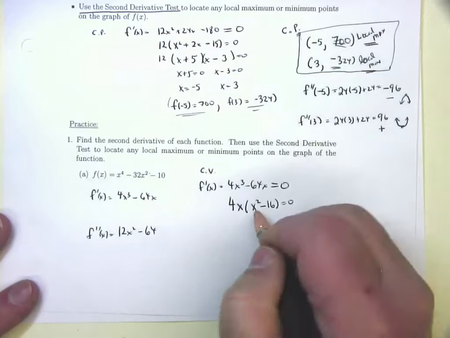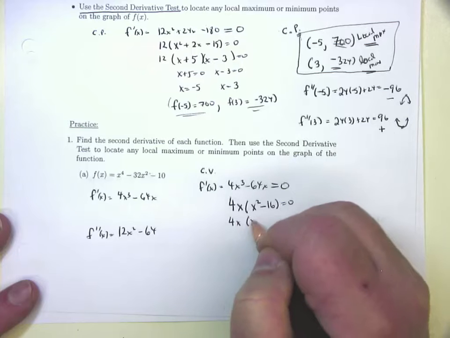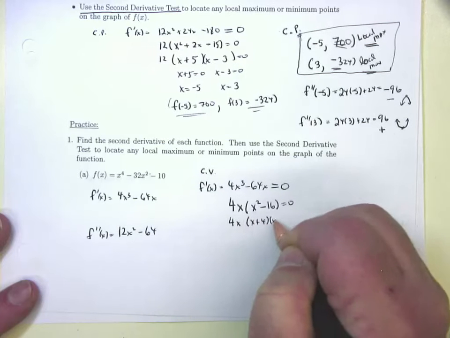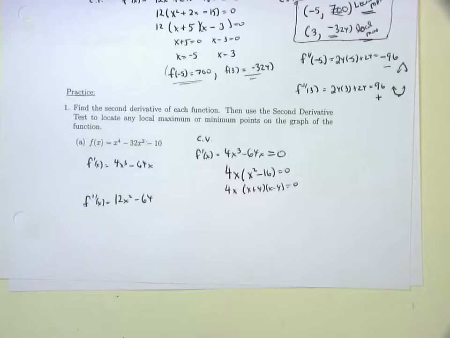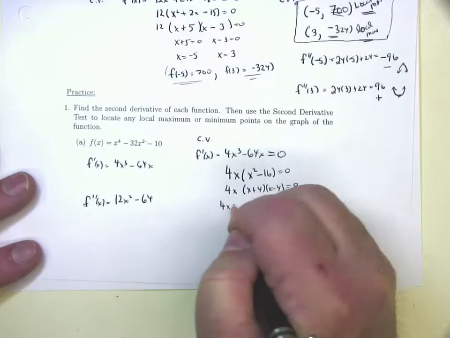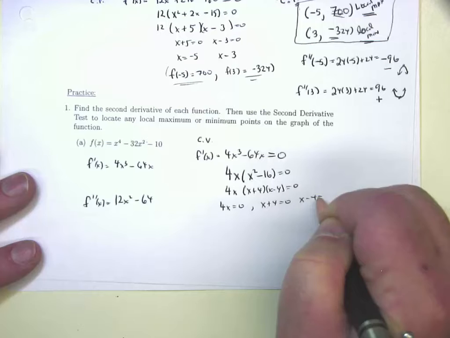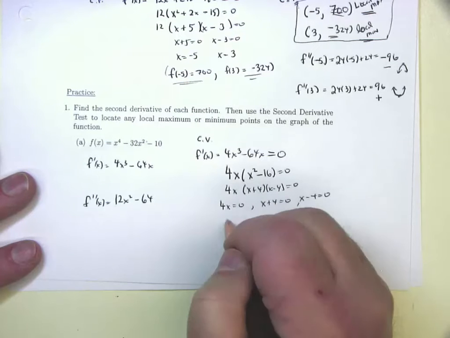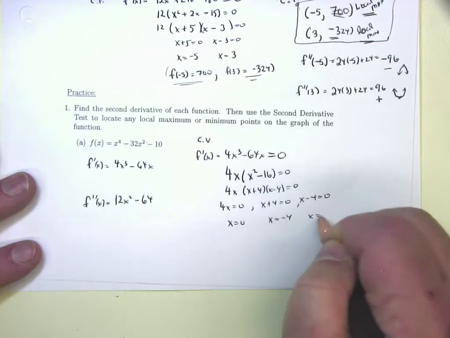And now, the x squared minus 16 is the difference of squares. I can factor that to become x plus 4 times x minus 4. And now I'm going to set each factor that has an x in it equal to 0. So 4x equals 0, x plus 4 equals 0, and x minus 4 equals 0. That's going to give me three critical numbers: x equals 0, x equals negative 4, and x equals positive 4.